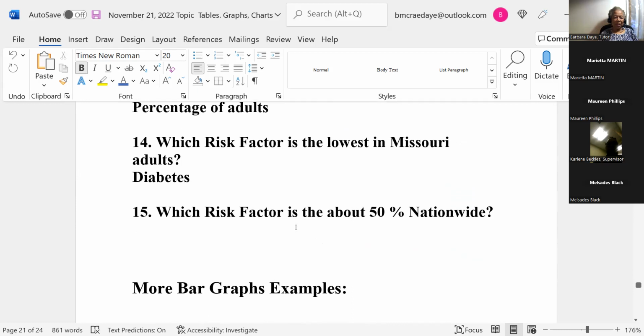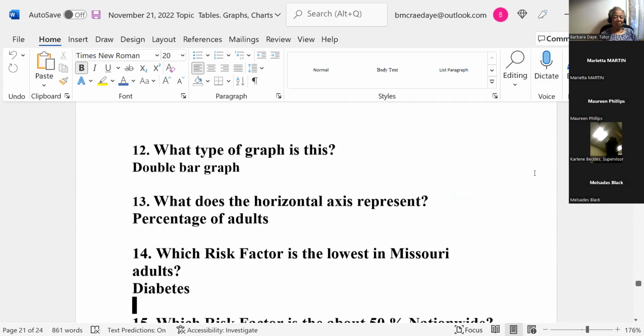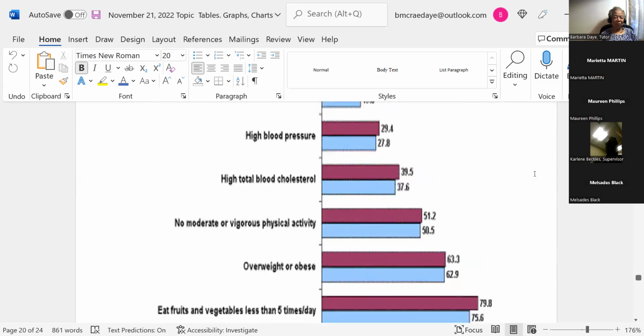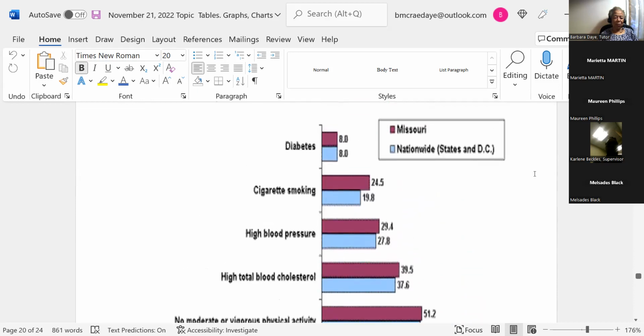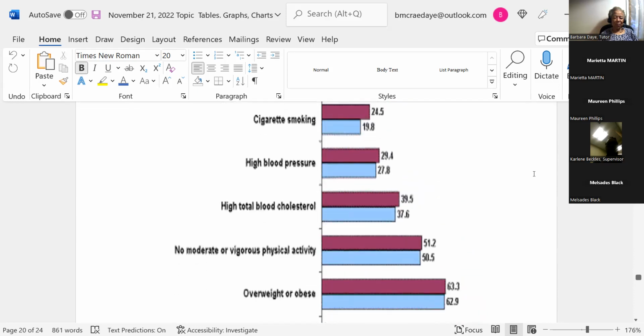Which risk factor is about 50% nationwide? Let's go back up here. Which one is about 50% nationwide? Nationwide is the blue. Which physical activity is about 50% nationwide? One at a time. Marietta, what were you saying? Go ahead.